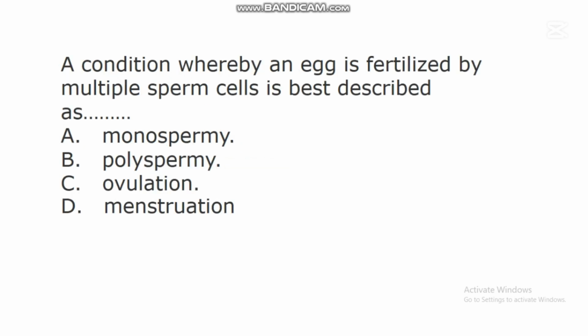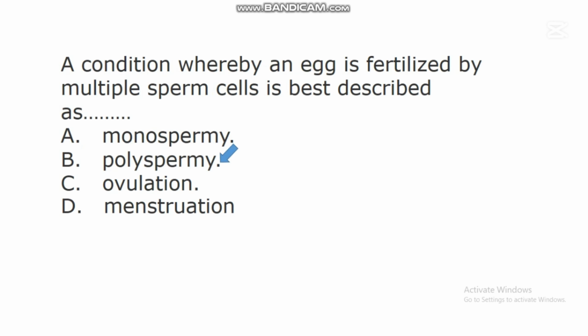The next question says, a condition whereby an egg is fertilized by multiple sperm cells is best described as dash. A. Monospermy. B. Polyspermy. C. Ovulation. D. Menstruation. In this question, the correct answer is B. Polyspermy. This polyspermy is a condition whereby an egg is fertilized by multiple sperm cells.